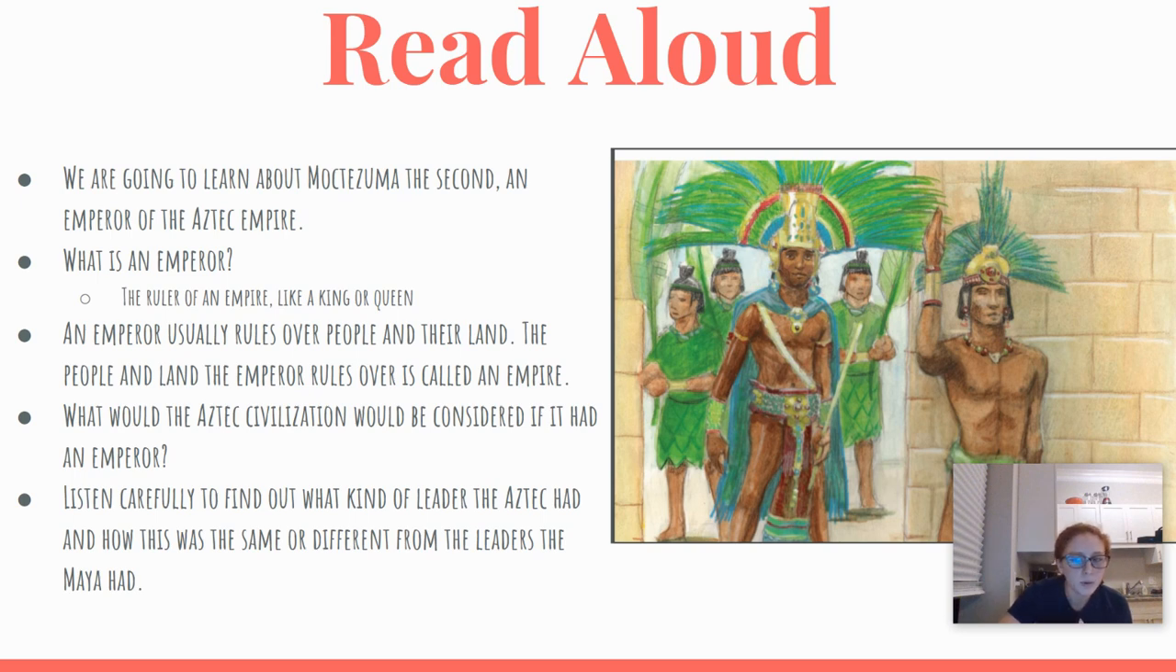So what's an emperor again? The ruler of an empire, like a king or a queen. An emperor usually rules over people and their land. The people and the land that the emperor rules over is called an empire. So if the Aztec have an emperor, what would the Aztec civilization be considered? An empire, okay? I want you to listen carefully to find out what kind of leader the Aztec had and how this was the same or different from the leaders that the Maya had.